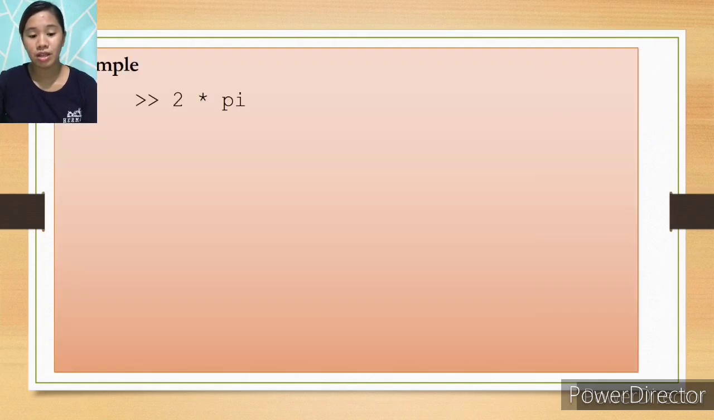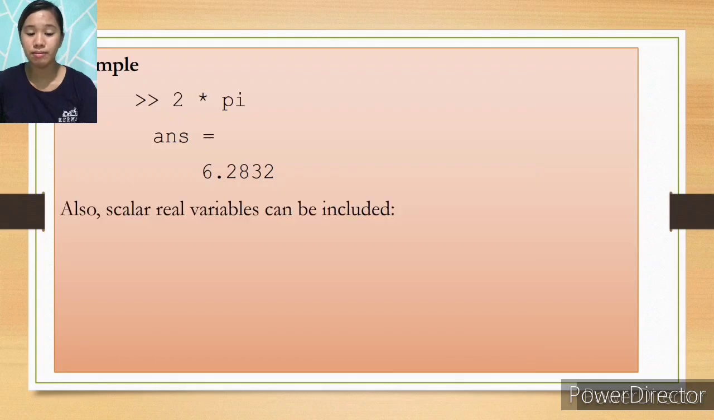So try at the command prompt 2 times pi. We all know the pi value is 3.1416. So the answer is 6.2832. So if you try to type 2 times pi, the answer that is shown in MATLAB is 6.2832.